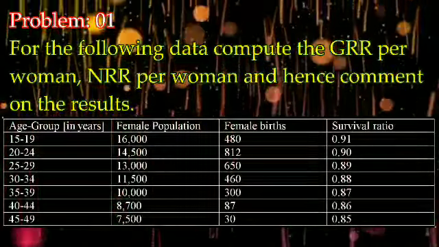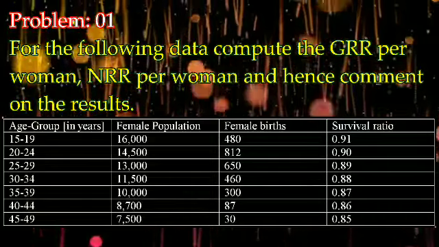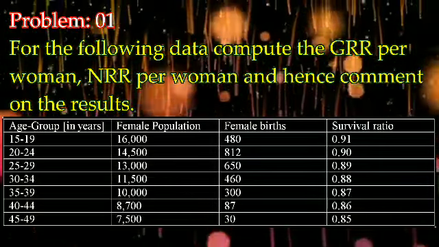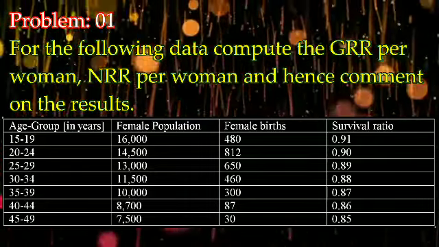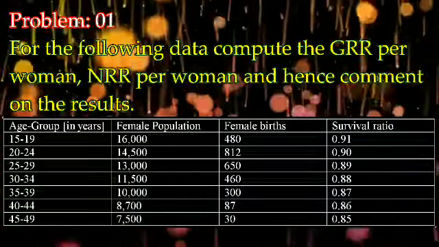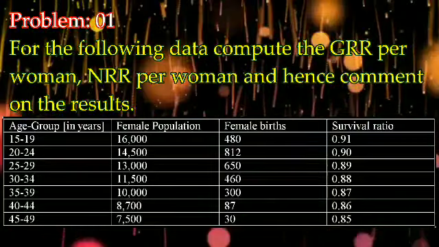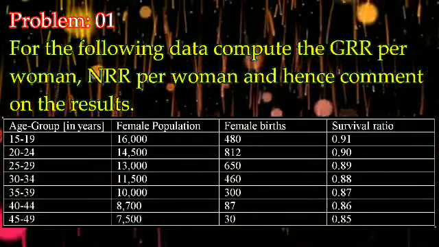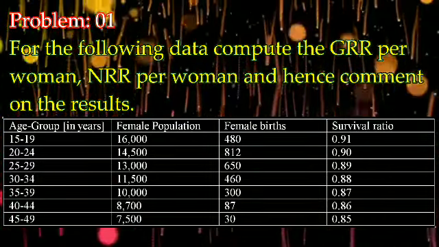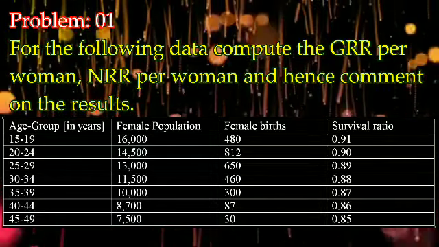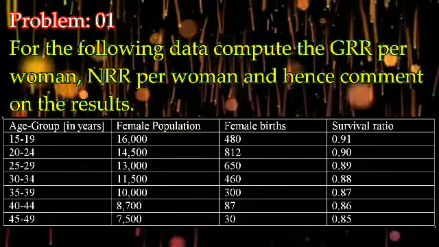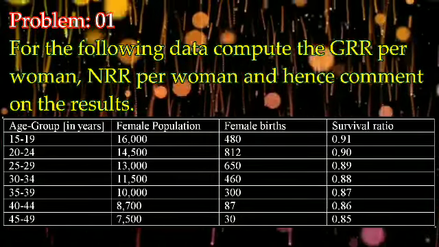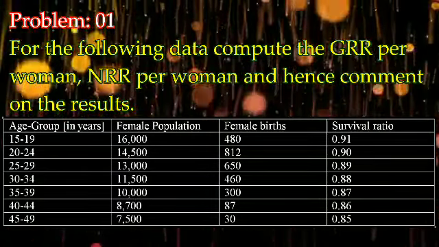In the second question, for the following data, compute GRR per woman, NRR per woman, and hence comment on the results. Now here your question is to find both GRR and NRR per woman. You should divide the ratio by 1000. So for that, first compute GRR and NRR and then divide the ratio by 1000 and compare both the values, based on which the conclusion for the data has to be given.